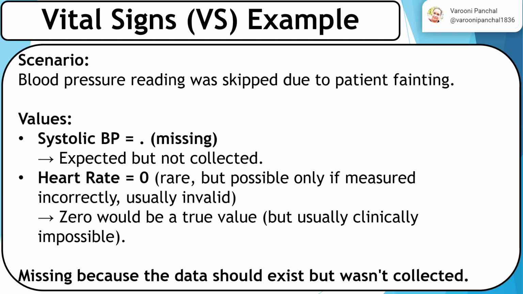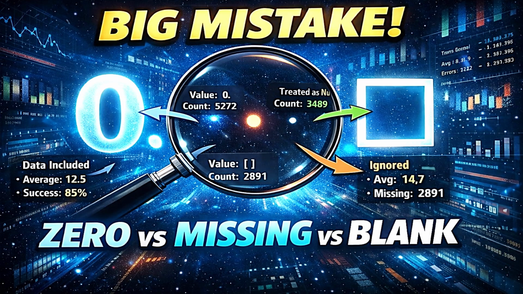Vital signs example. Scenario: blood pressure reading was skipped due to patient fainting. Values: say, for example, systolic BP is equal to missing. It was expected but was not collected. Heart rate of 0 is rare but possible only if measured incorrectly, usually invalid. 0 would be a true value but is usually clinically impossible. Missing because the data should exist but wasn't collected. Big mistake between 0 versus missing versus blank.